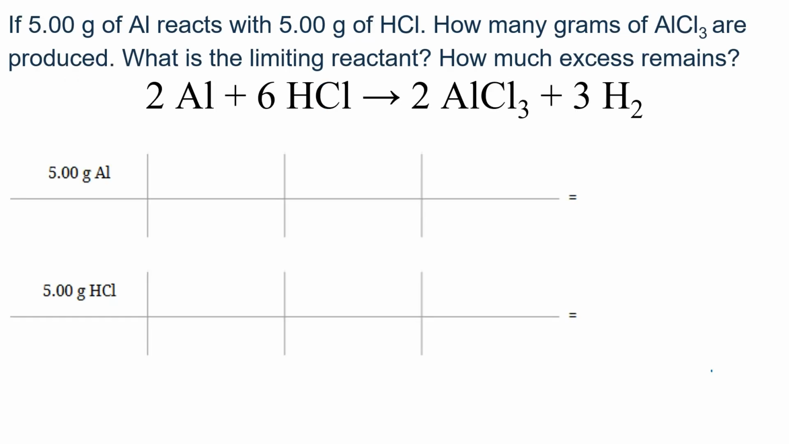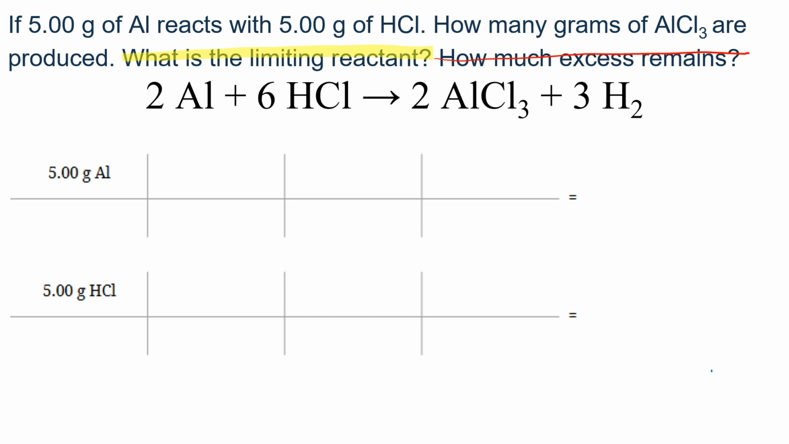Okay, so let's try our first problem looking at limiting and excess. So here's what these problems are going to look like. It says if 5 grams of aluminum reacts with 5 grams of hydrochloric acid, how many grams of aluminum chloride are produced? What is the limiting reactant and how much excess remains? We are not going to worry about how much excess remains right now. So we're going to cross that part out, and we're only focused on what is our limiting reactant.